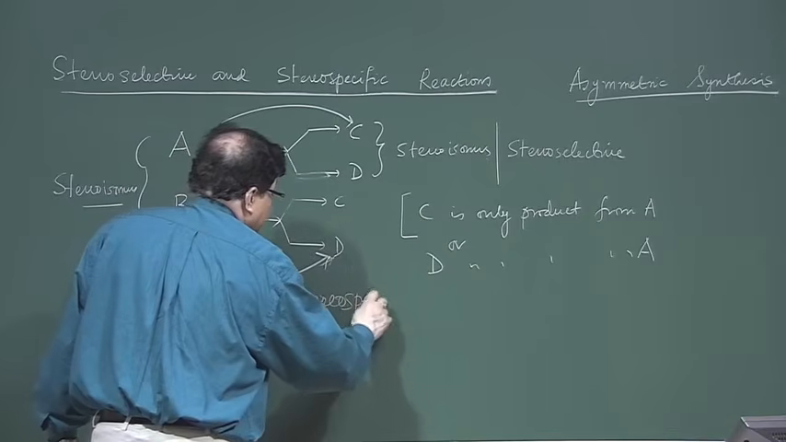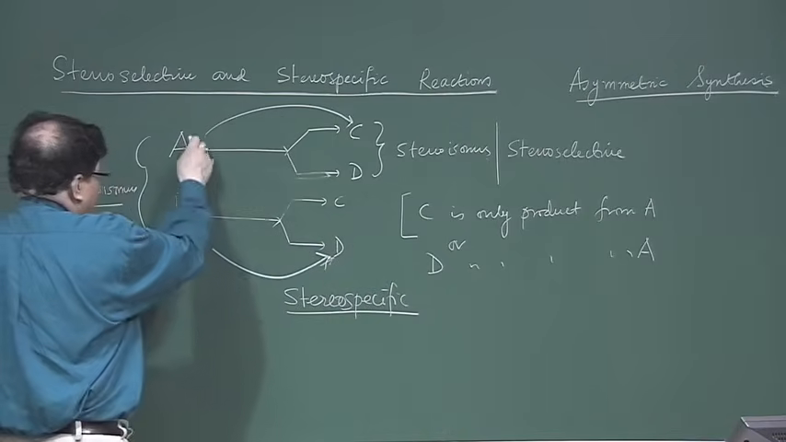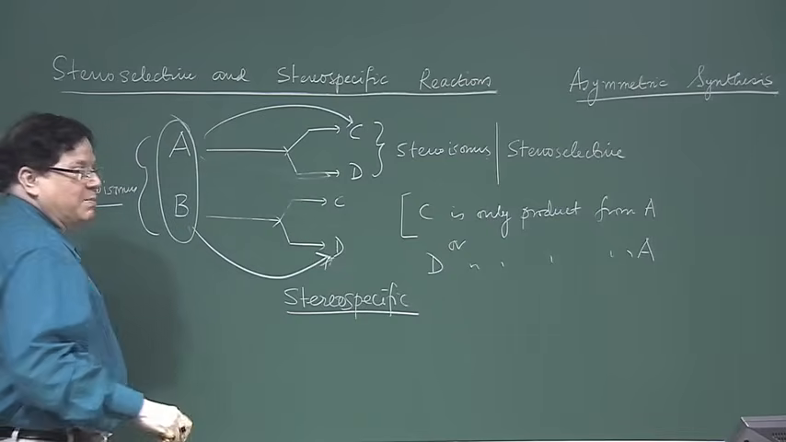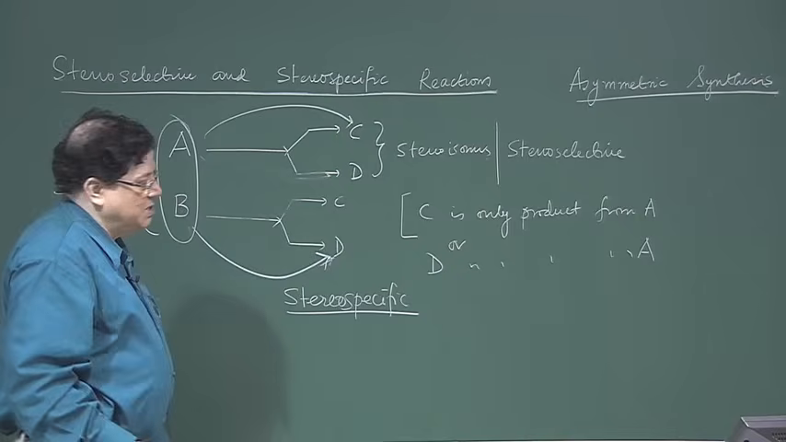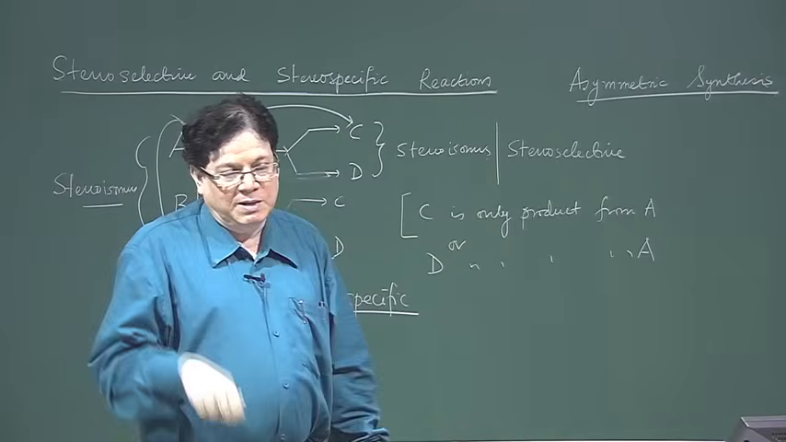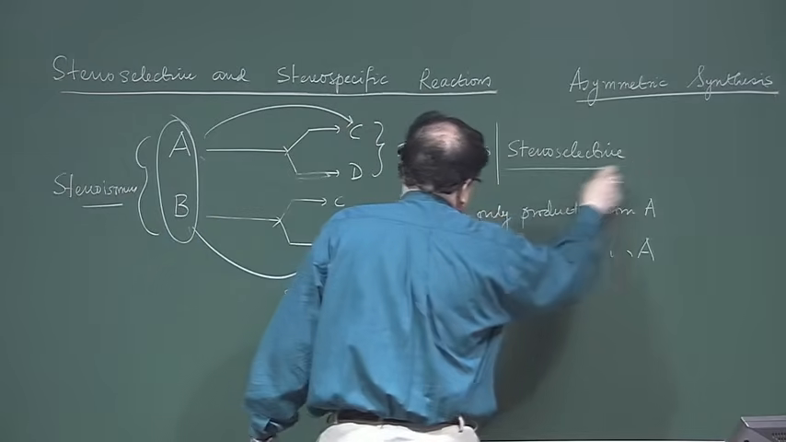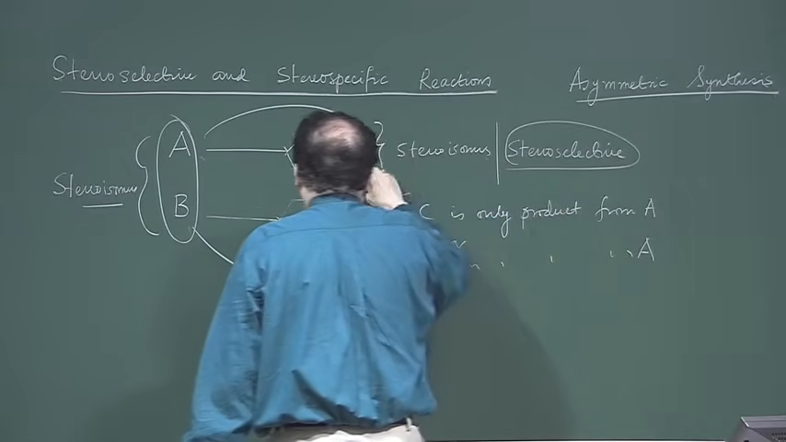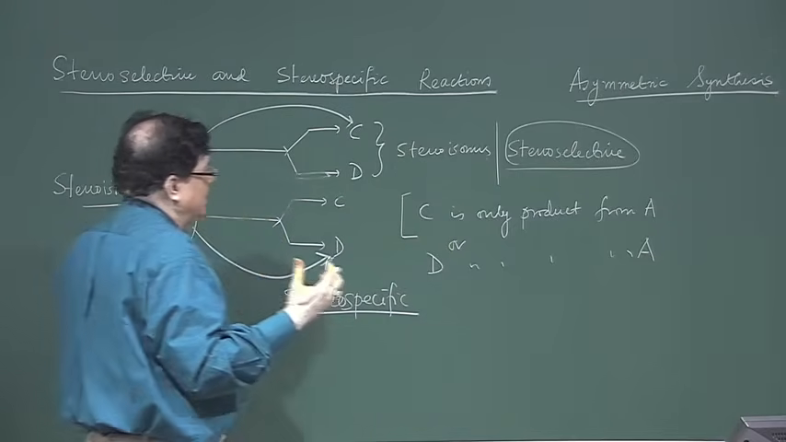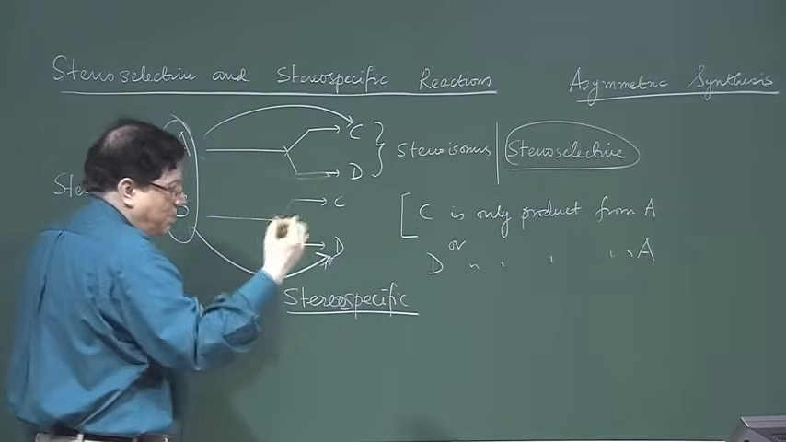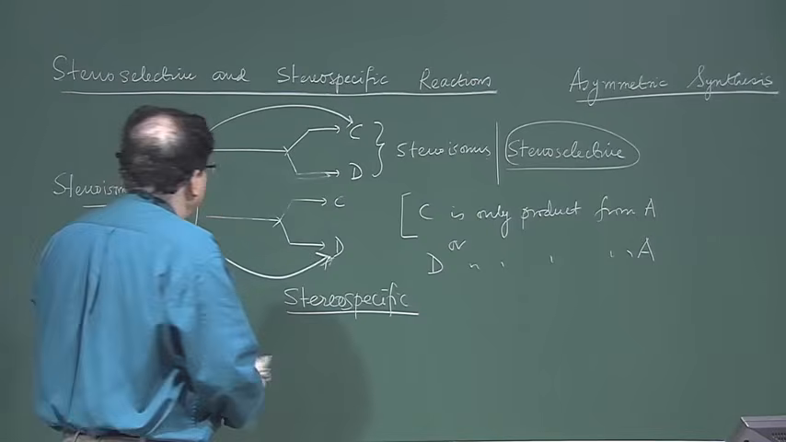So, a stereospecific reaction points to the stereochemistry of the starting materials, because the product formation depends on the stereochemistry or the geometry of the starting material. On the other hand, stereoselectivity depends just on the number of products that you are getting in the reaction. So, if one product is obtained, the reaction becomes stereoselective. Now, I give you one example.